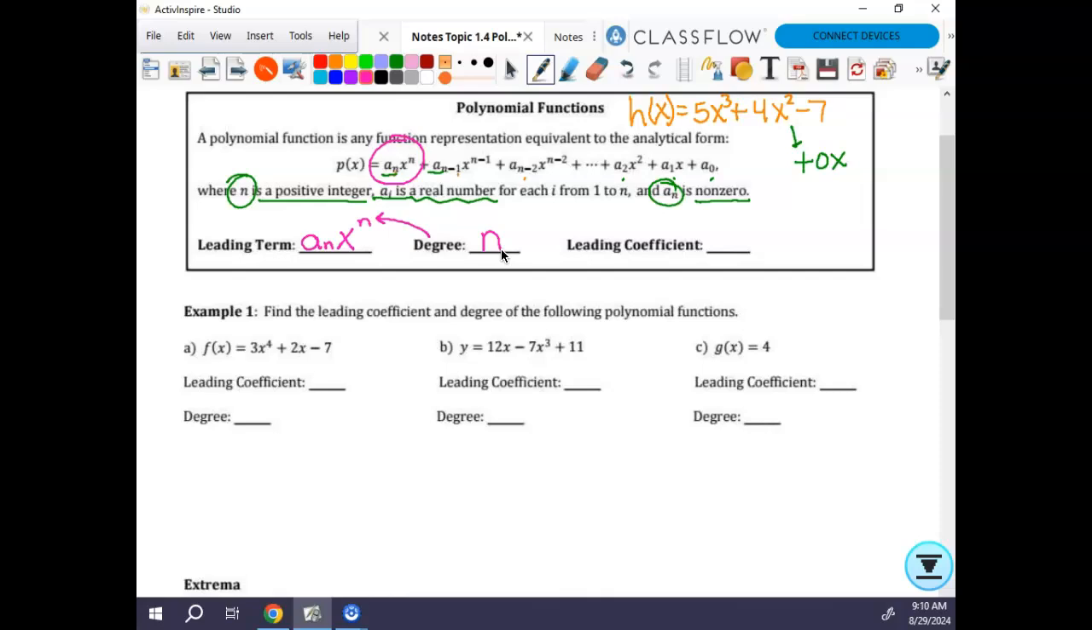All right, so if they're not in order, just make sure the highest exponent, that is your leading term, that would be your degree. And then your coefficient, that word is not new to you either. Those are the numbers in front of your variables, and so the leading one would just be a sub n. Okay? Everybody okay with that? Any questions?